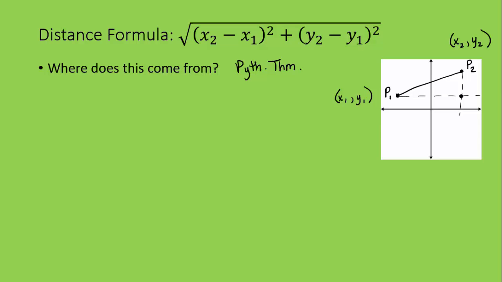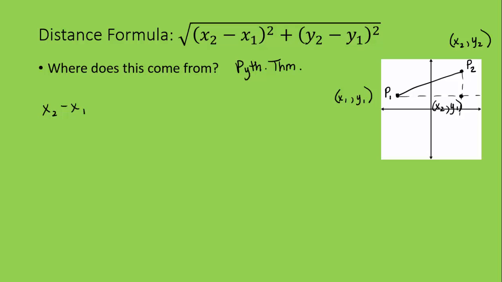So that new third point is lined up with P1 and P2. Let's look at how. The x coordinate is lined up with P2, so I'm going to use x2. And the y coordinate is lined up with P1, so I'm going to use y1, and those are the coordinates of the new point. Now let's find the lengths of the legs. The horizontal leg from P1 to the new point could be found by just subtracting the x coordinates.